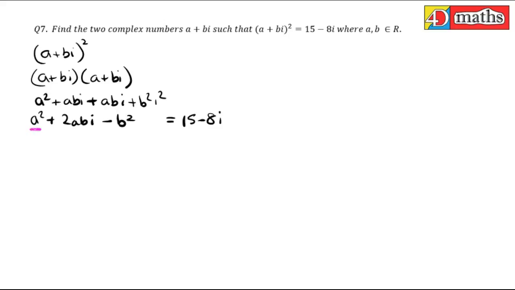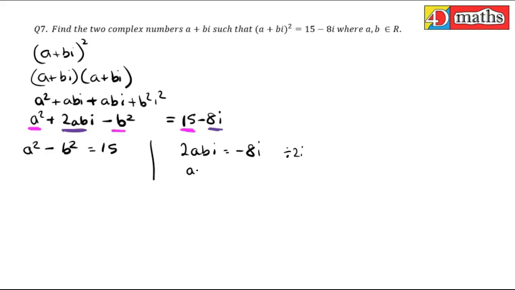Now I'm going to equate the real parts together and the imaginary parts together into two equations. So I have a squared minus b squared is equal to 15, and 2abi is equal to minus 8i. Now if I divide across by 2i, I'll be left with ab is equal to minus 4. So now I have to figure out what to do next. These are simultaneous equations, so I'm going to rewrite this one: a is equal to minus 4 over b.